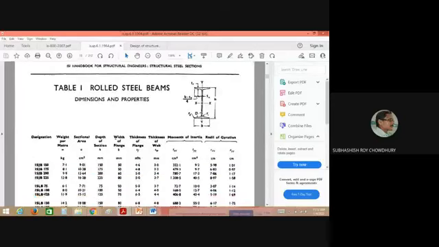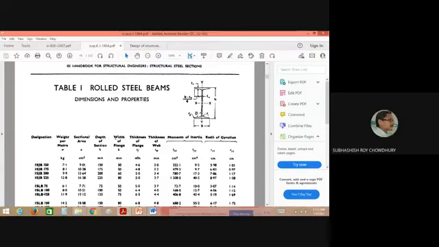For example, in case of steel construction, we use some standard sections, standard rolled steel sections. Why are the standard rolled steel sections called standard? Because their cross-sectional properties, dimensions and parameters are fixed. Whether manufactured by company 1 or company 2, there will not be any change in the cross-sectional dimensions.